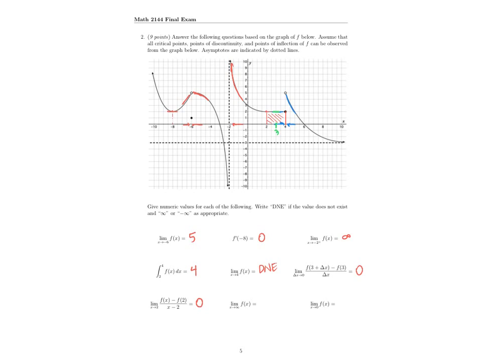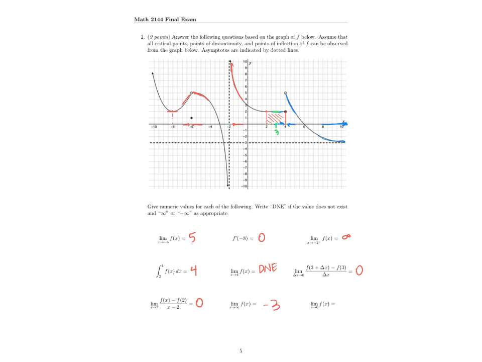Then it wants the limit as x approaches infinity of f of x. So I can see here as x goes out to infinity, the y values are getting closer and closer to this asymptote, and that asymptote is the y value -3.